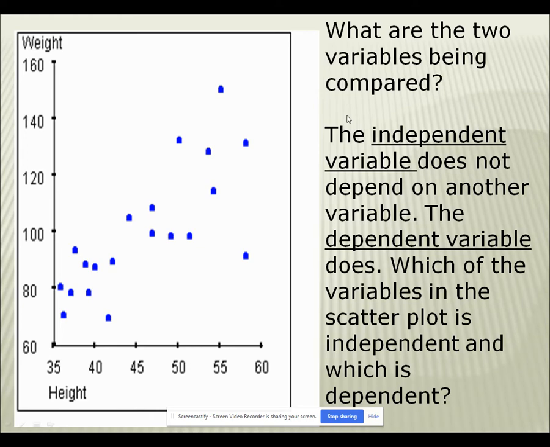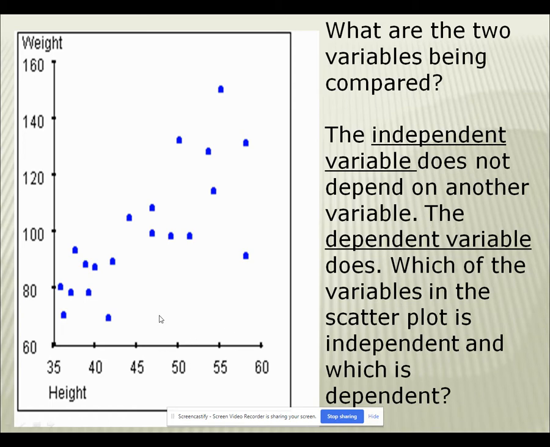It's important to know the difference between the independent and dependent variable. The independent variable does not depend on another variable. It happens on its own, so it's not affected at all by the other one. The dependent variable does depend on the other one.